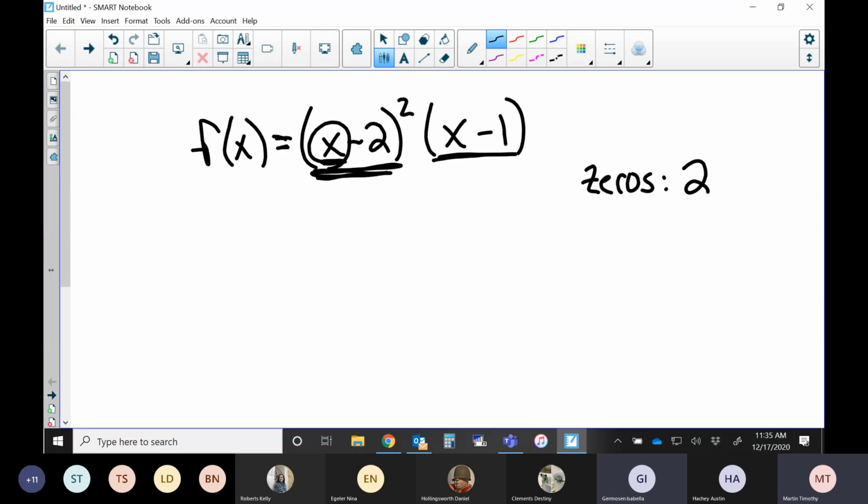Okay, so do the same thing here. What would I put in for x there to make that become 0? 1. Okay, so there's my zeros. Okay, very good, thank you.